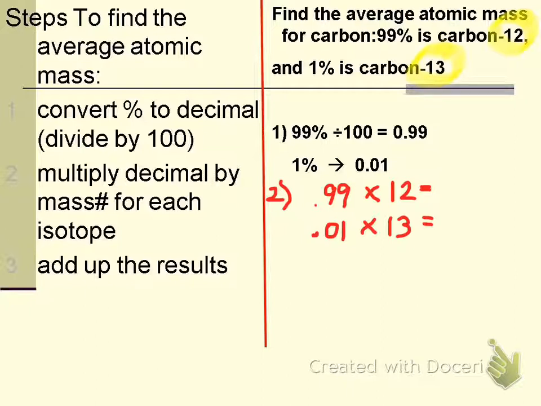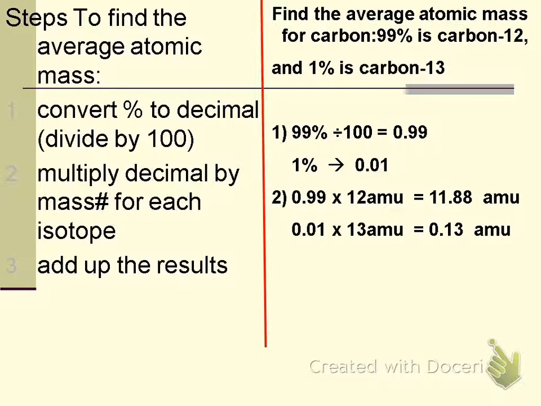Okay? This is where you're going to type in some things in the calculator. What do I type in? 0.99 times 12. I'll go ahead and let you do it. Okay, let's check back in. I have 11.88 for the first one, and I have 0.13 for the second one. How did you do?